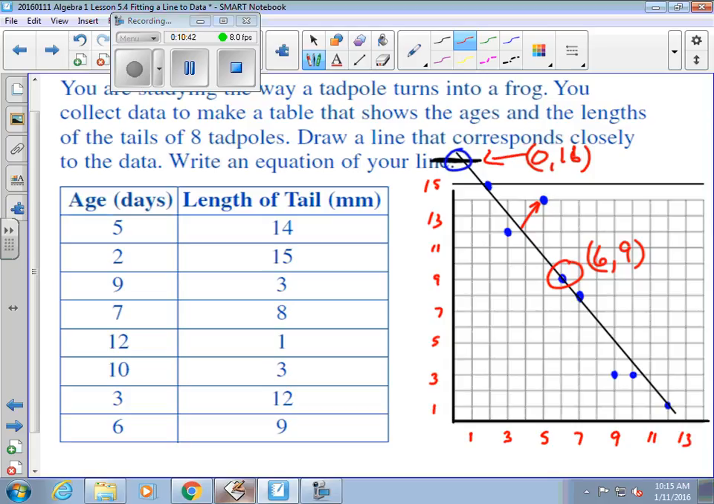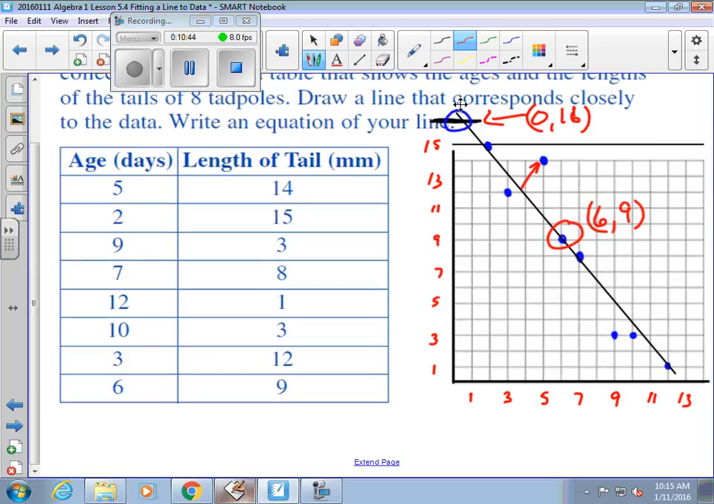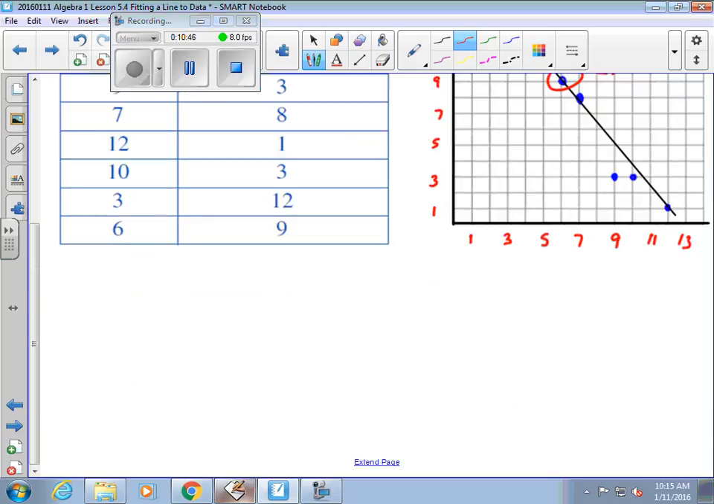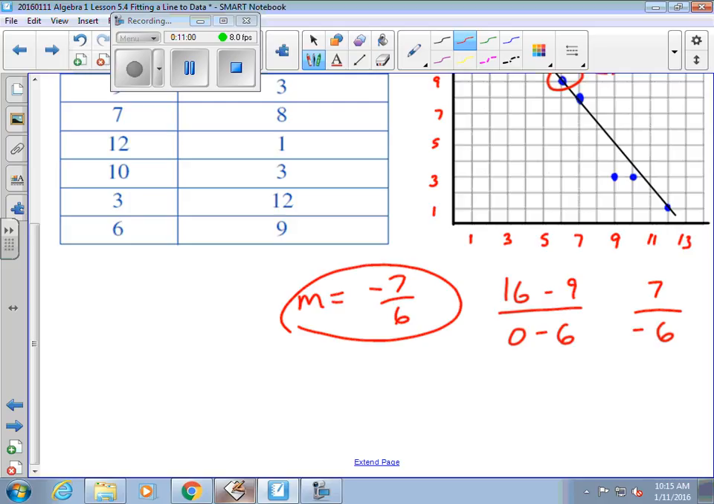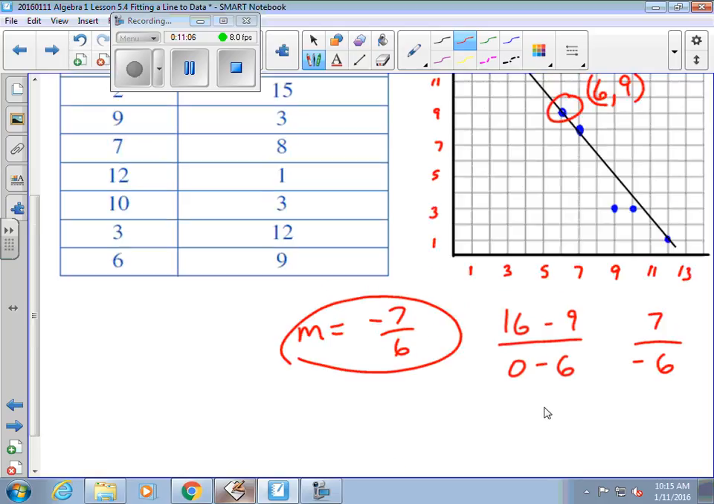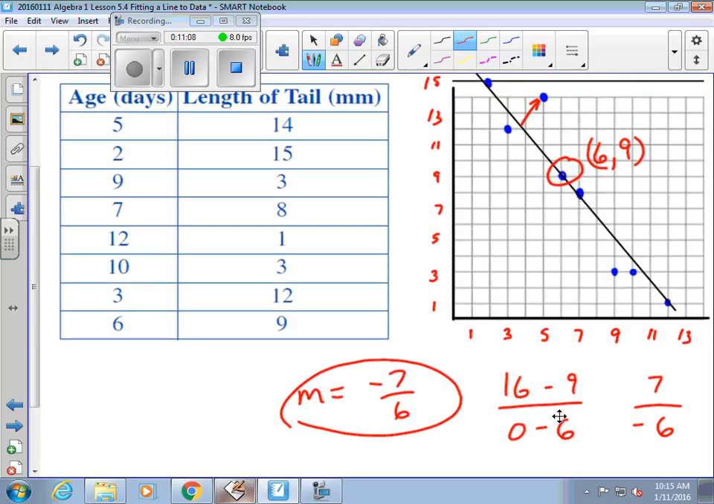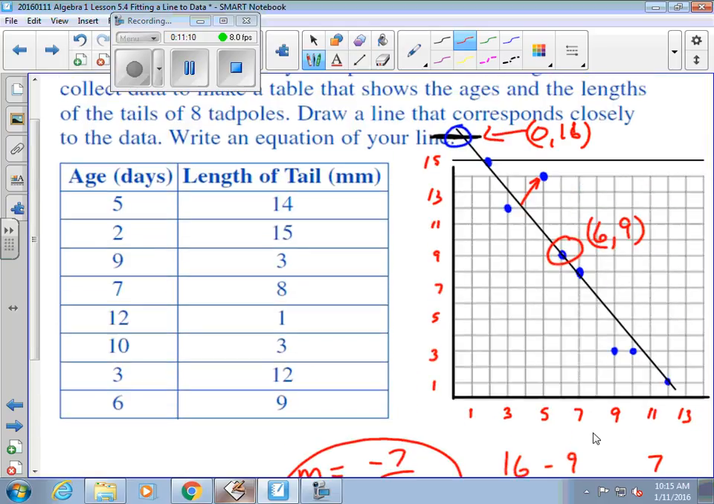Can I say 16 minus 9 and 0 minus 6? Sure. 16 minus 9, we know is 7, and 0 minus 6 is negative 6. So then your slope in this case is negative 7 over 6. Again, the example would probably use an estimated decimal value of that. But negative 1 and 1/6 is what that's equivalent to.